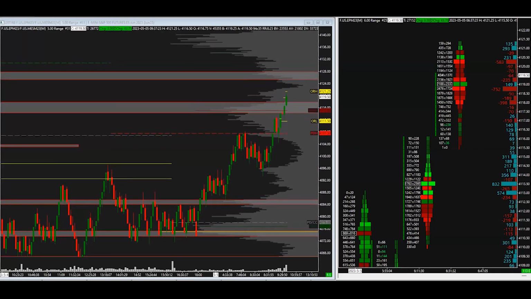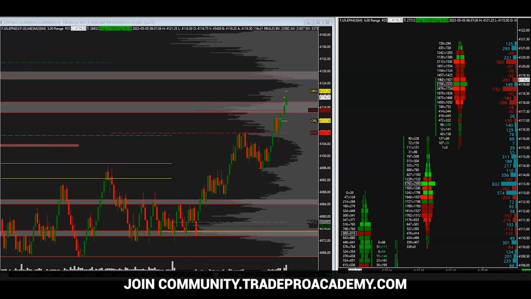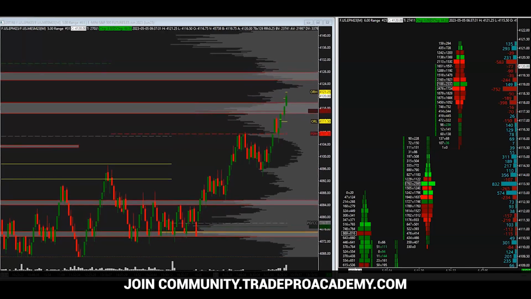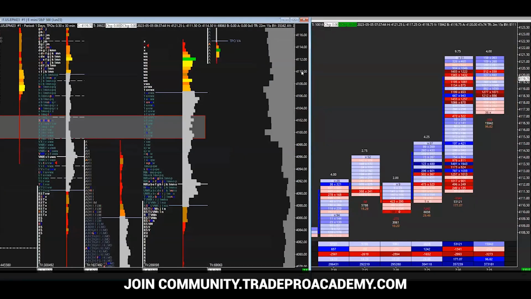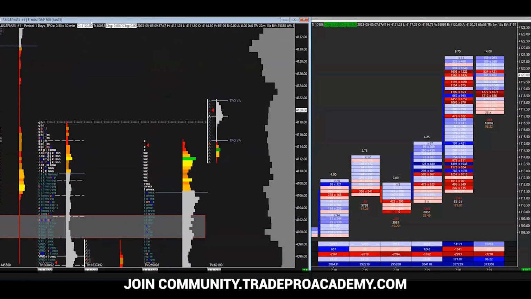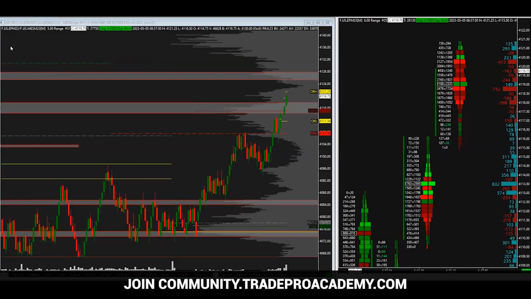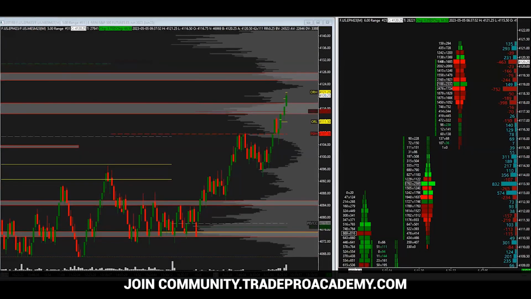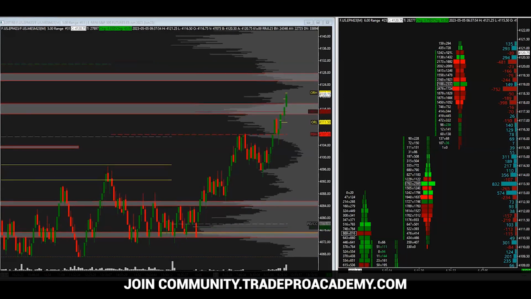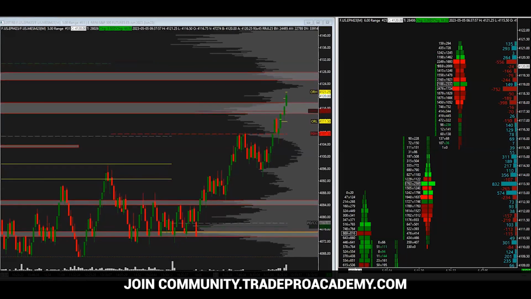NASDAQ just ripping upside. That's why I'm not too into shorting this. I know POC just shifted to the upside as well. There's a lot of contracts actually traded up here, which is shocking. But I think we still look to break these tops. Some sellers actually coming in.